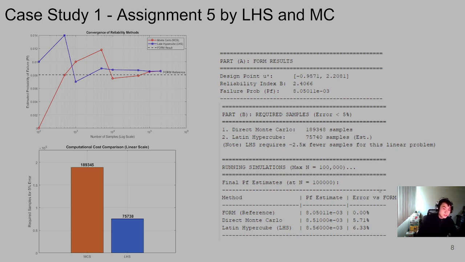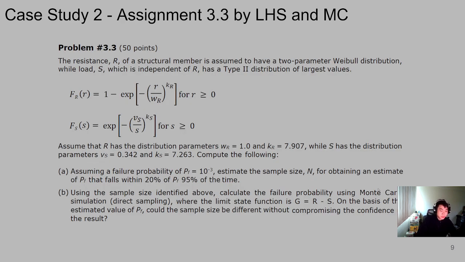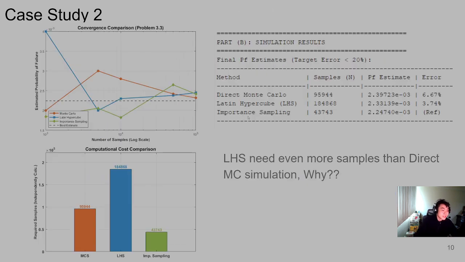And you may think, oh, LHS is so good. But why in the class we don't introduce LHS? Because it's not a magic bullet. And this will lead us to case study 2, which is assignment 3.3 in this year. So we'll use the importance sampling value as the true value. In this case, you can clearly see that for LHS, you need about 2 times the samples of Monte Carlo simulation.